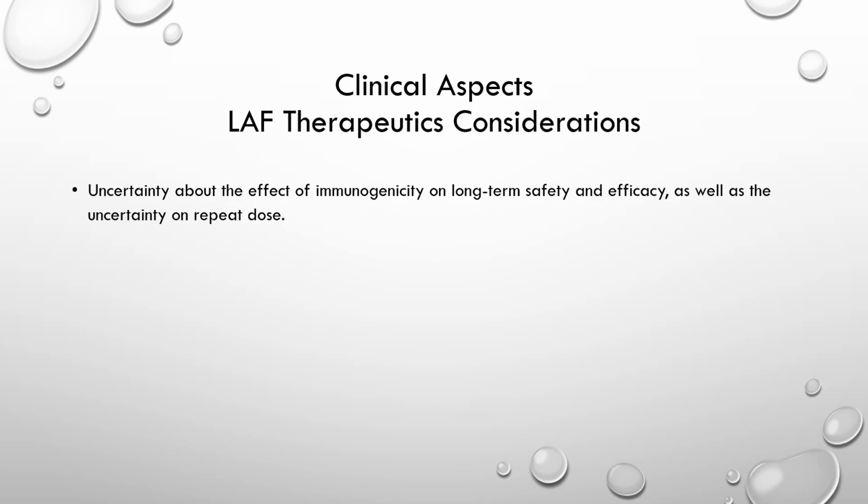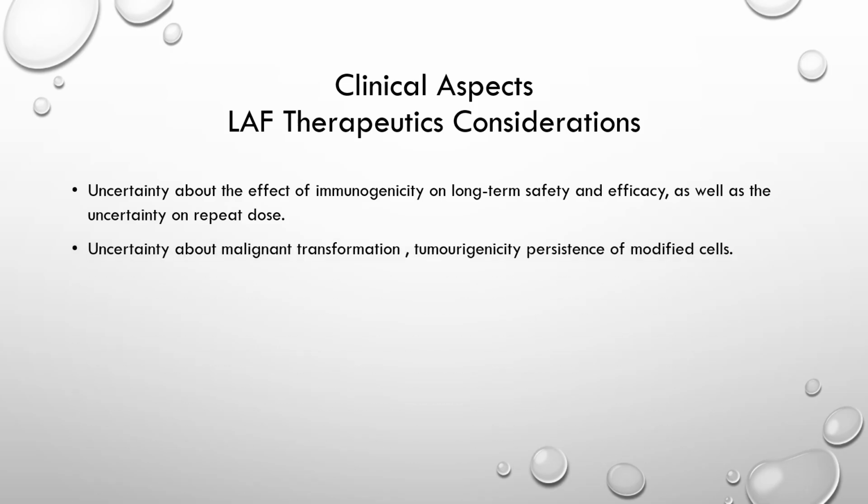More uncertainty. I think I discussed this, the effects of immunogenicity on long-term safety, as well as uncertainty about repeat dose, particularly with regards to the allogeneic off-the-shelf product. Also transformation, tumorigenicity, persistence of modified cells, and administration procedures. We gain more experience as we go along. We're looking at data of similar products, but there is still uncertainty.